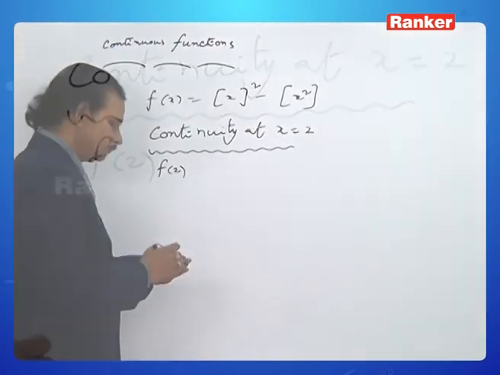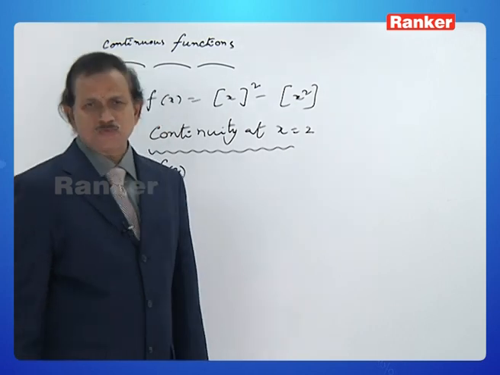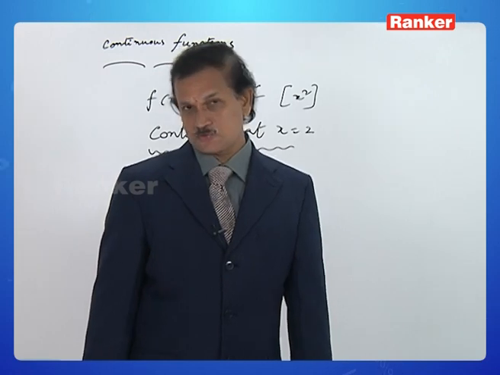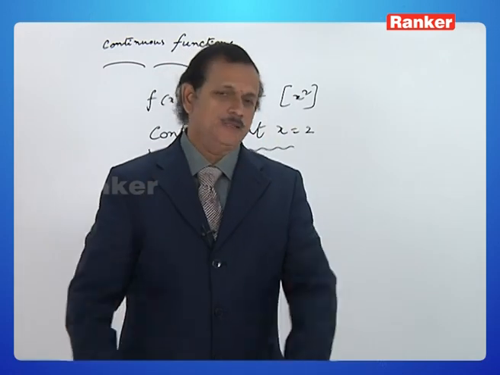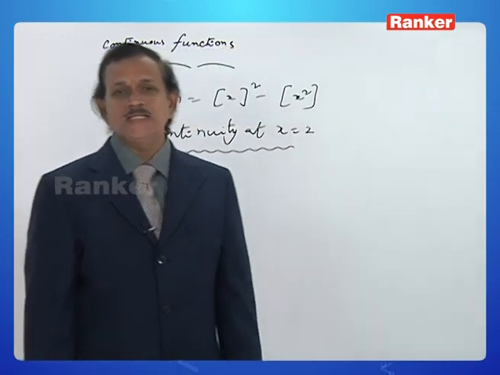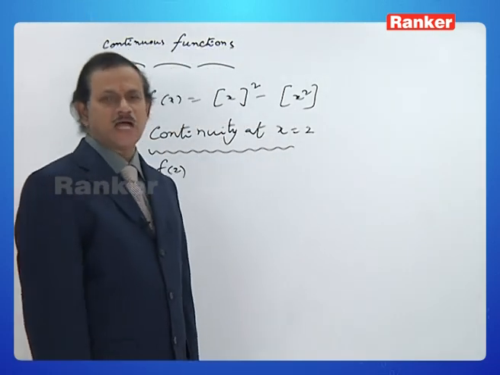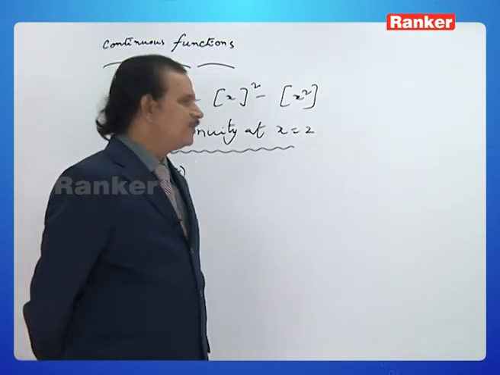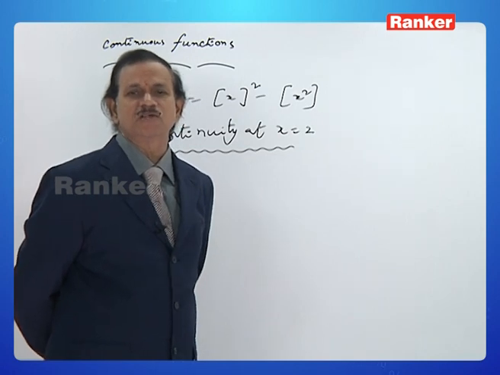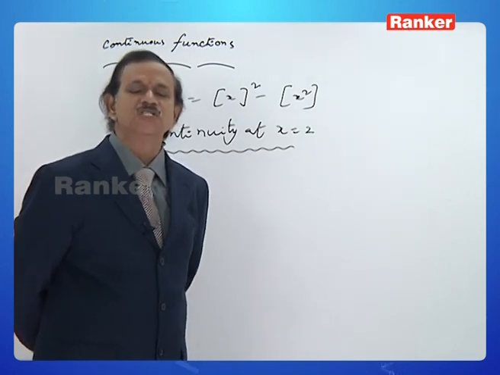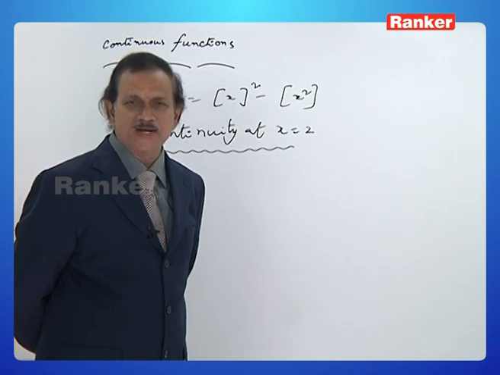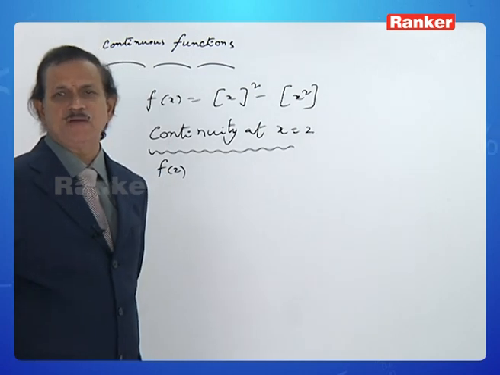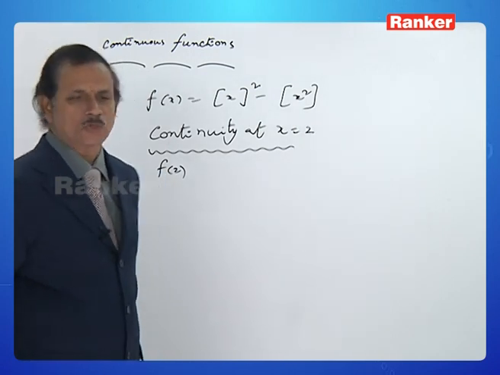What are we discussing about? We are discussing the continuity of the given function f of x is equal to integral part of x whole square minus integral part of x square. We have already discussed the continuity of f at x is equal to 1, and declared it continuous there. Now we turn towards the continuity of f at x is equal to 2. In general we have to test it for x is equal to some n different from 1, and for the sake of brevity, we are now considering x is equal to 2.